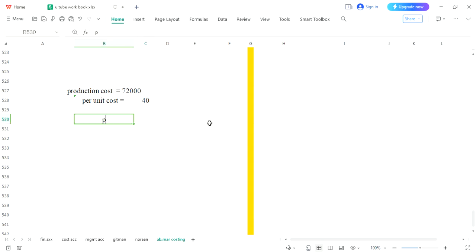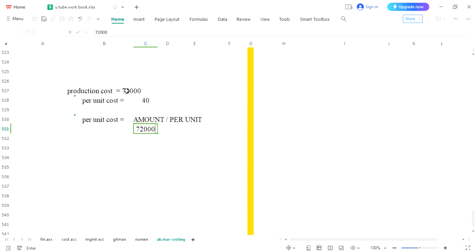You have an idea how to calculate per unit cost: you take the amount or cost and then divide it by the per unit cost. This way you can calculate your units. The amount present over here is 72,000, and you will divide it by the per unit cost. Once again, this is the formula for the units.